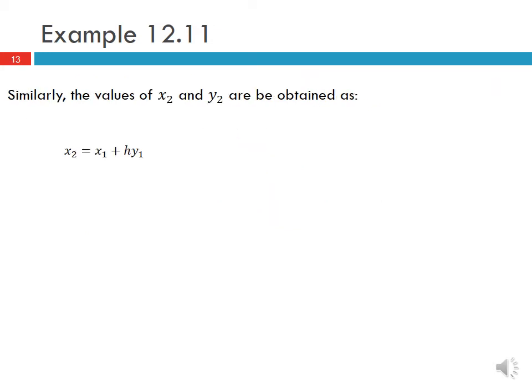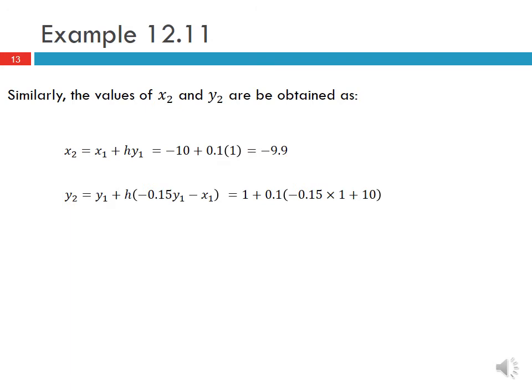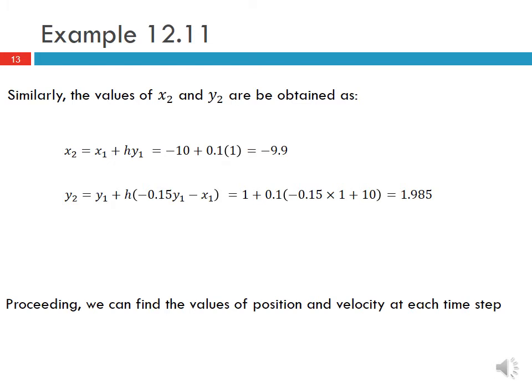Similarly, we can calculate the values for x2 and y2. So x2 is equal to x1 plus h times y1. Plugging in our values, we see that x2 is equal to minus 9.9. y2 is equal to y1 plus h times (minus 0.15 y1 minus x1). Plugging in our values, we see that y2 is equal to 1.985. And we can continue on to find the values of position and velocity at each time step.